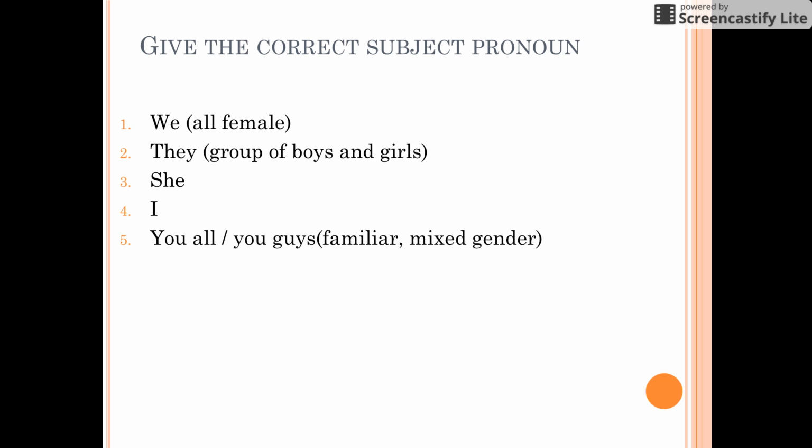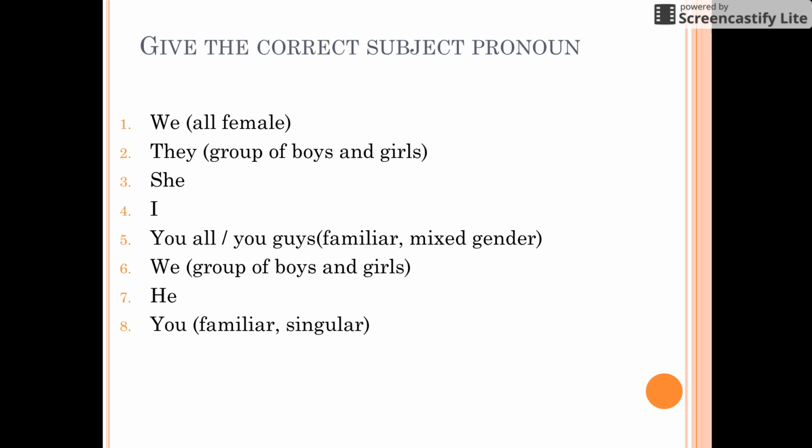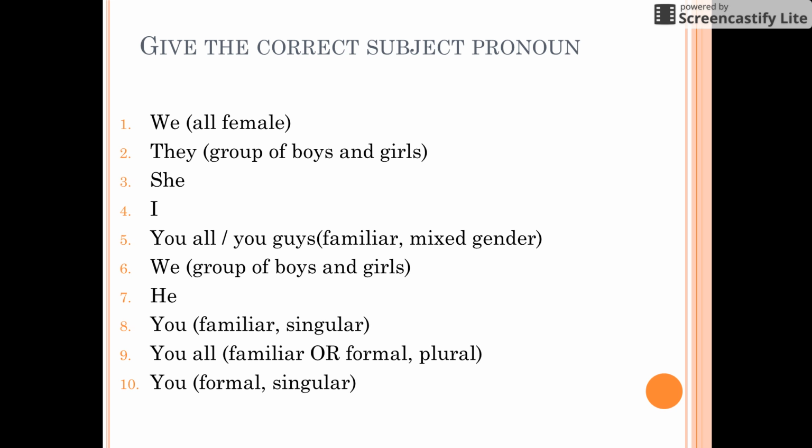Número cinco, you all, you guys, familiar, mixed gender, and this is only used in Spain. Número seis, we, a group of boys and girls. Número siete, he. Número ocho, you, familiar, singular. Número nueve, you all, familiar or formal, and it's plural. Número 10, you, formal, singular.